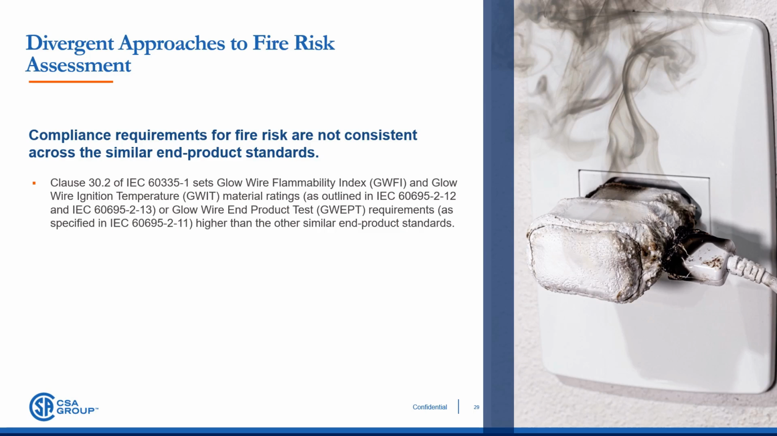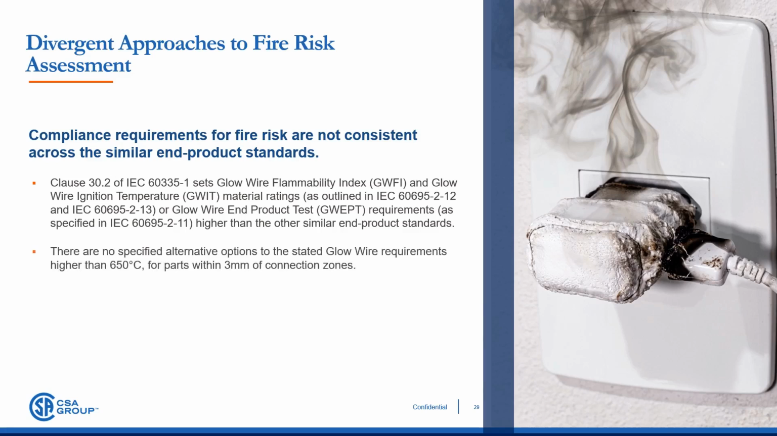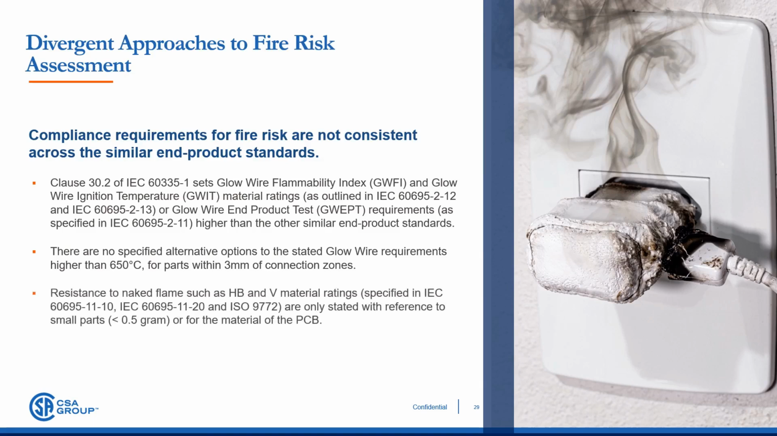The IEC 60335 series does not specify alternative options to the glow wire flammability index and glow wire ignition temperature material ratings, or glow wire end product test for requirements greater than or equal to 650 degrees Celsius. Resistance to naked flame, such as horizontal burn or vertical burn material ratings, are only required for a small part, less than half a gram, or for the material of the PCB.